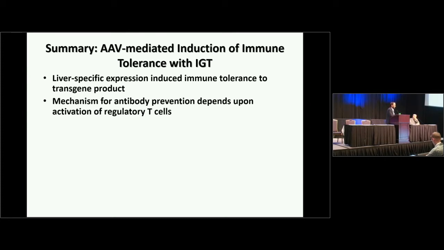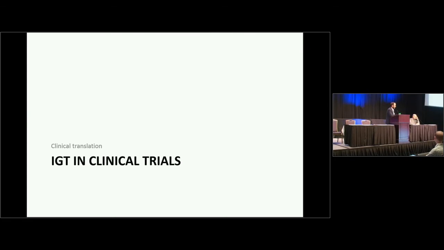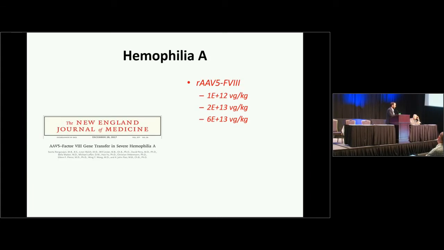We know something about the mechanism involving regulatory T cells that are antigen-specific, and what's newer is that we can suppress pre-existing high-titer antibodies. I wanted to move on just a little bit longer with something a little bit speculative, but we can look to clinical trials now to think about IgT and whether immune tolerance is being maintained.